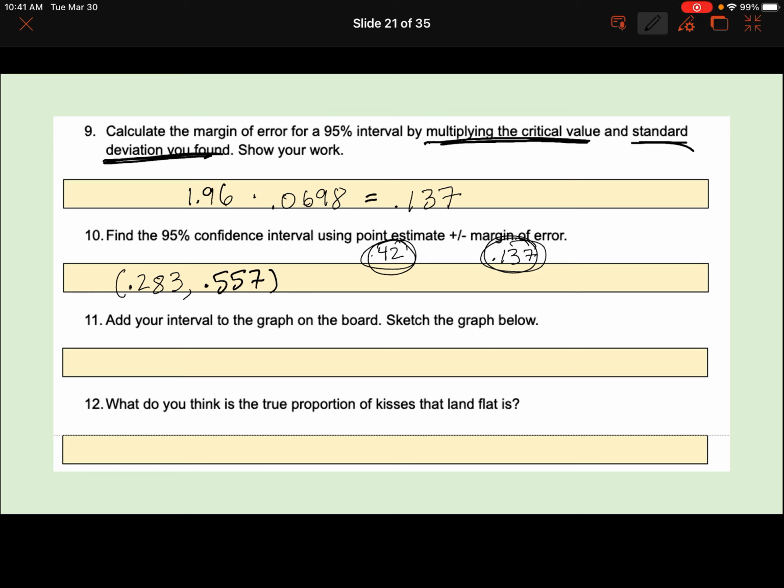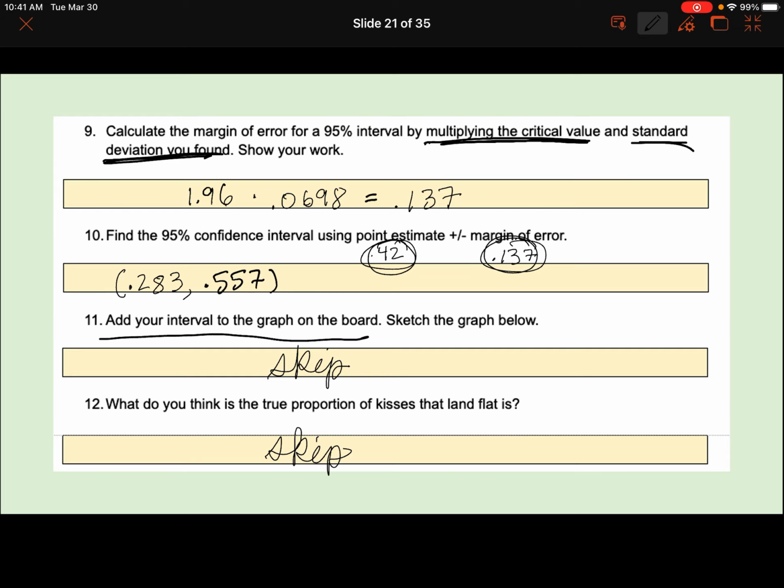All right, so with questions 11 and 12, I forgot to edit these for our context right now. Add your interval to the graph on the board. We don't have a graph on the board. We can just go ahead and skip these. That's all right. Because without the graph, you can't really answer question 12.